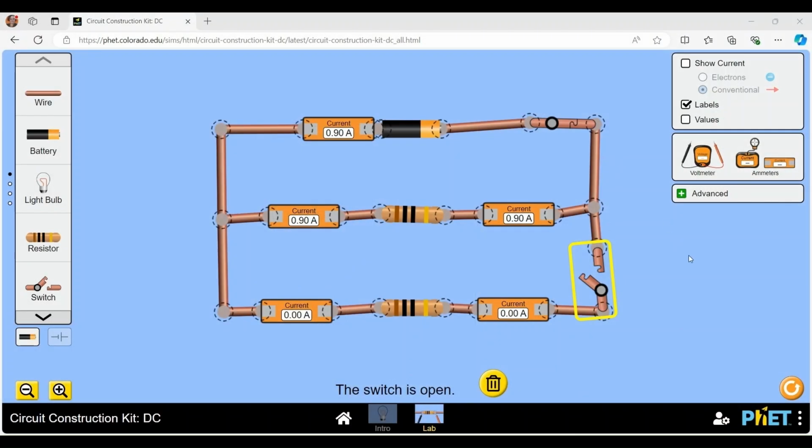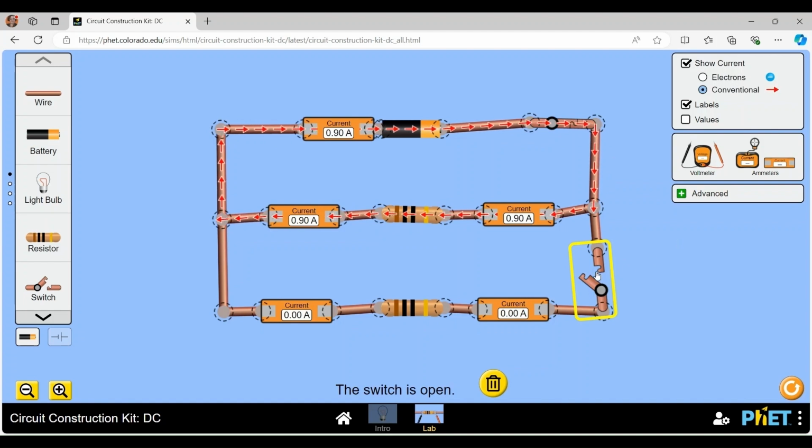Now we're going to have a look at a parallel circuit. Here the top loop is the same circuit as I had before, with a 10 ohm resistor and a current of 0.9 amps. But I've also got a separate loop with another 10 ohm resistor below. I've also added another ammeter in the main circuit at the top. At the moment, the switch on the bottom is open, so we've just got current flowing through one loop, so the current at the top is 0.9 amps too.